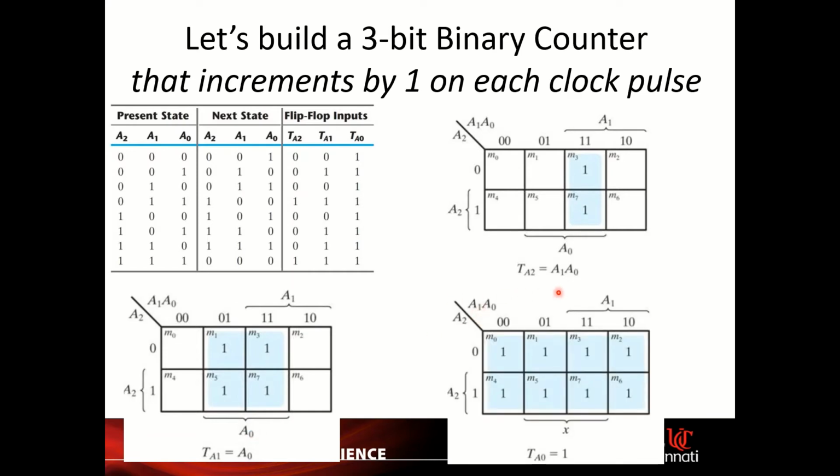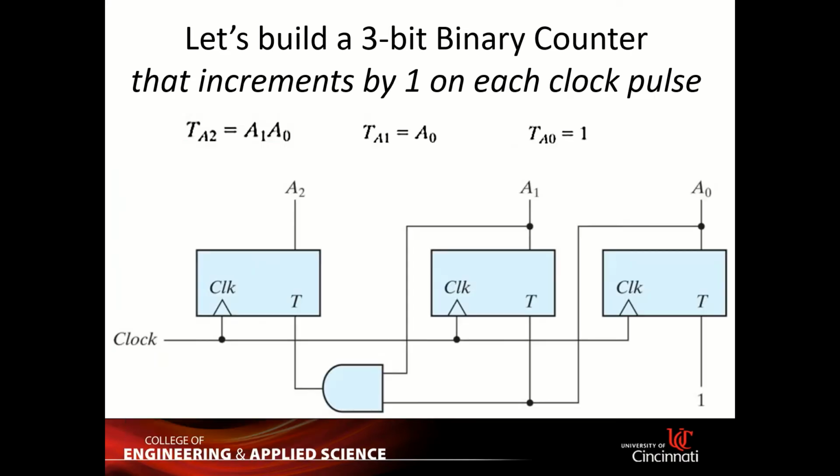Likewise, I use this column, and this one is pretty easy. You see, everything is 1. So, of course, TA0 equal 1. You don't even need to do the K-map, this piece of cake. So now you have all of the flip-flop input equation. You can go ahead and construct your circuit. So this is a synchronous 3-bit binary counter, counting from 0 to 111, increment by 1 each clock pulse.